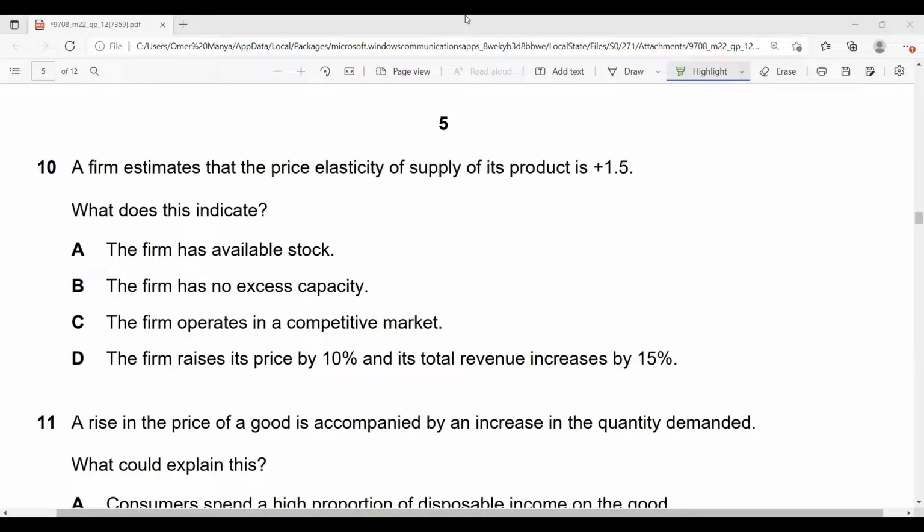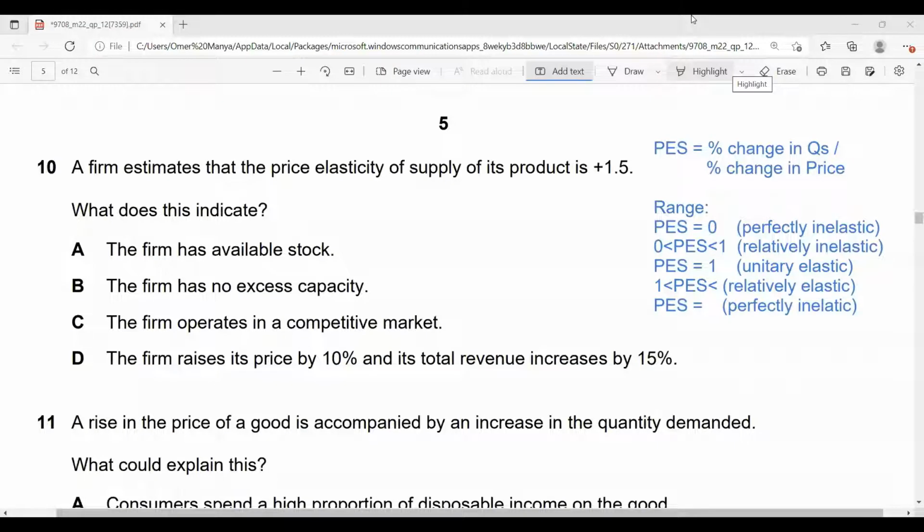A firm estimates that the price elasticity of supply of its product is 1.5. This indicates? Here is the formula for PES. Percentage change in quantity supplied upon percentage change in price. This formula will always give us a positive value because both are positively related. Every time the price increases, so will the quantity supplied and vice versa. So you will always get a positive value. But here's the range of values. And plus 1.5 lies within this range here.